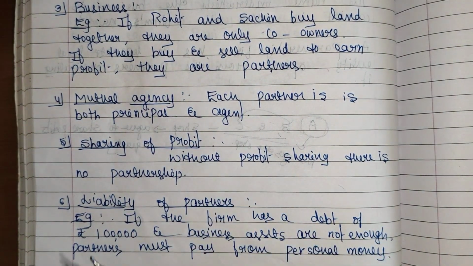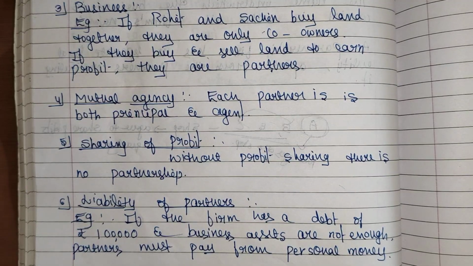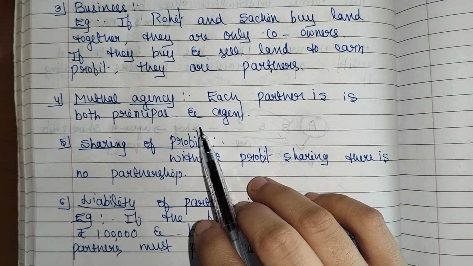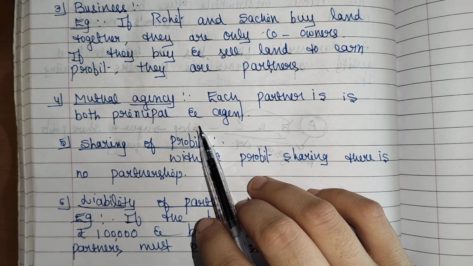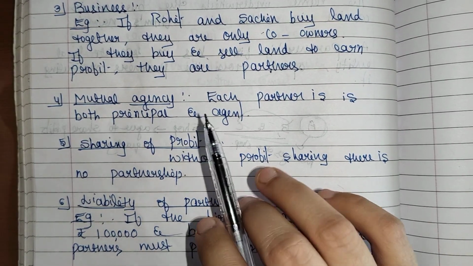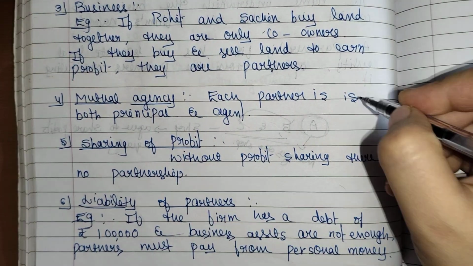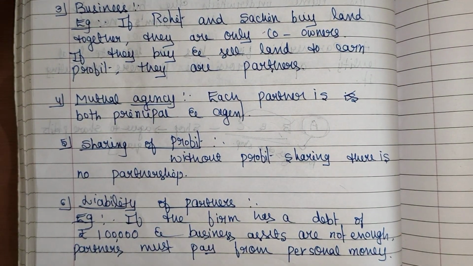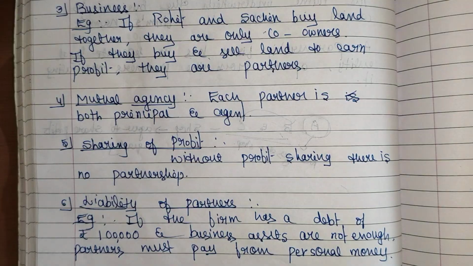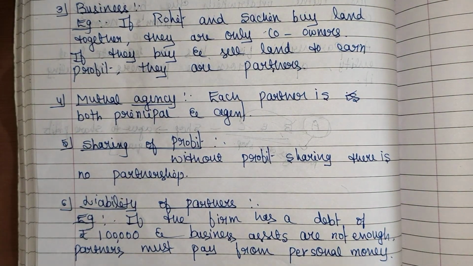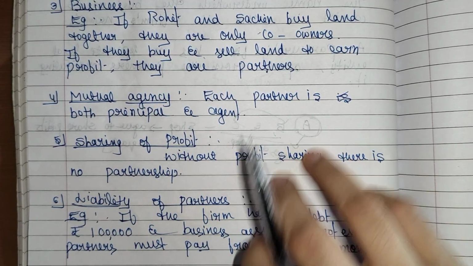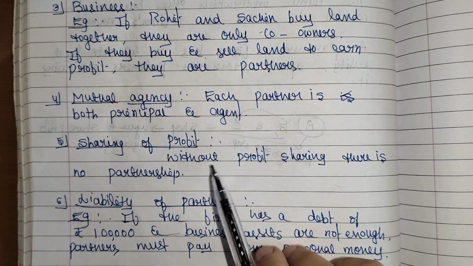And fourth one, that is mutual agency. Here I already explained that the business may be carried on by all partners or by any one of them acting for all. Means each partner is both principal and agent. Clear? Now fifth one is sharing of profit. It means partners must agree to share profit and losses of the business. Without profit sharing, there is no partnership.